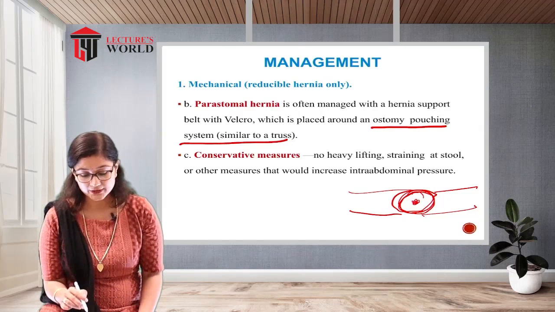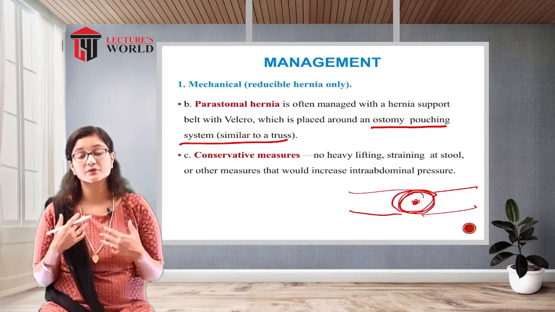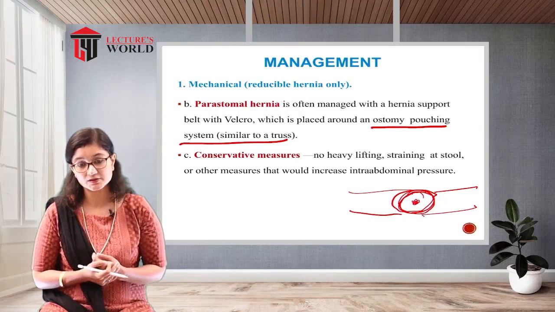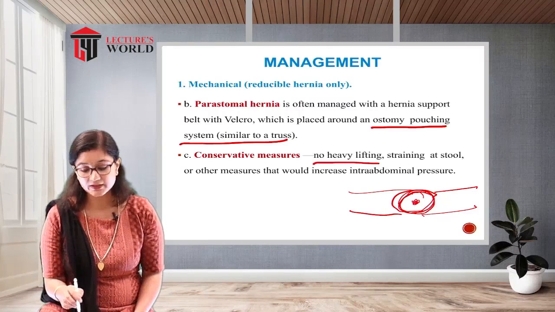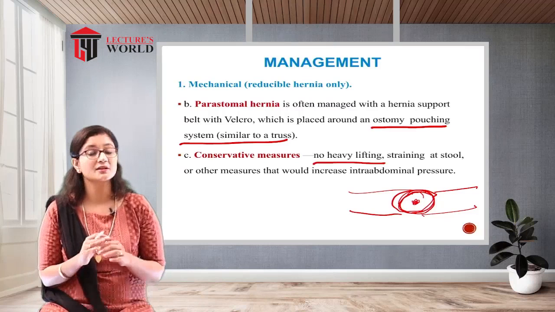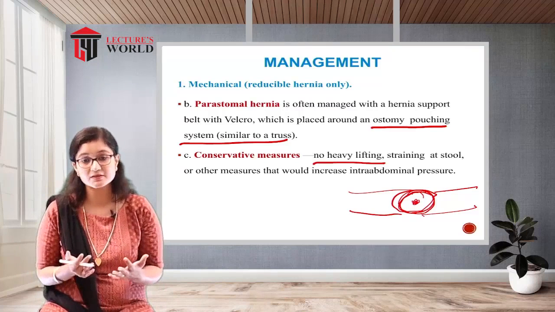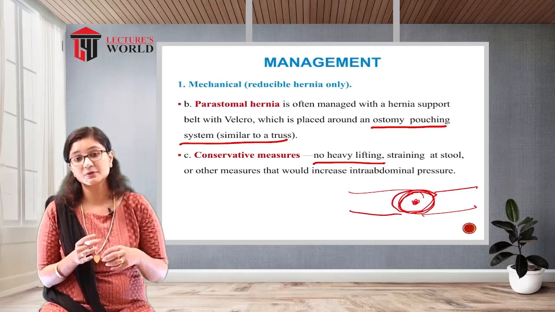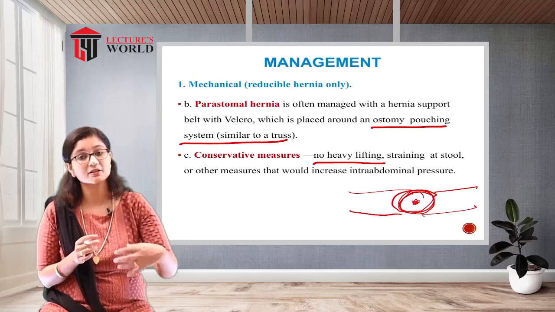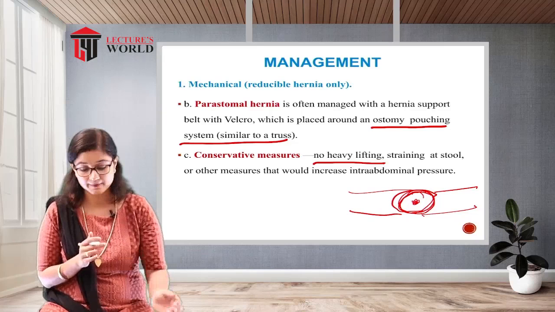Next are the conservative measures. What other conservative measures can be taken for this patient? No heavy lifting, very important. He should not lift anything heavy, because that again can strain the abdominal muscle, and the particular organ can herniate more, and the hernia size can increase.